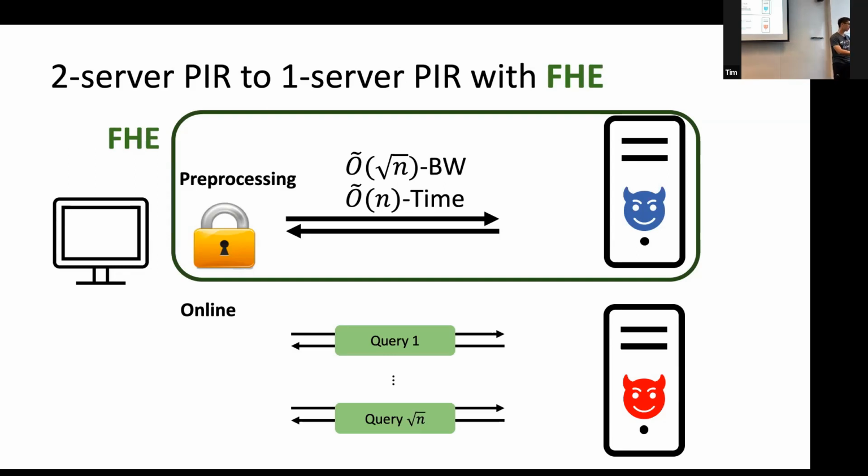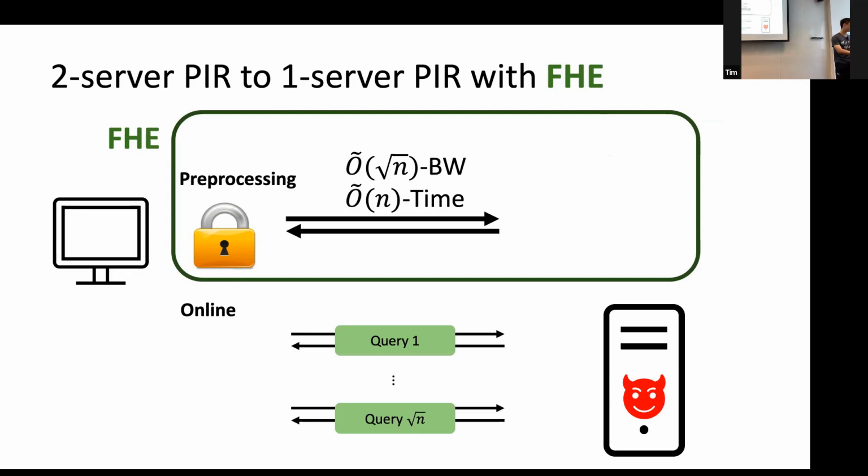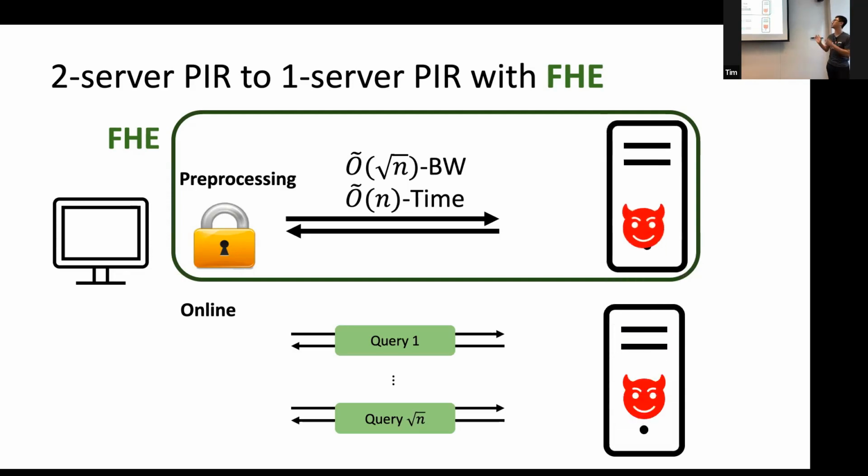And why do we need that? The reason is, since we run everything inside of the encryption, it's actually okay that the preprocessing server is the same as the online server. So now we only have 1 server here. Okay, so that's the transformation. We can transform a 2 server PIR to a 1 server PIR.